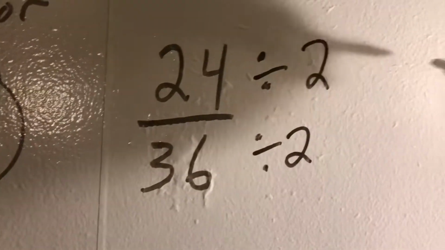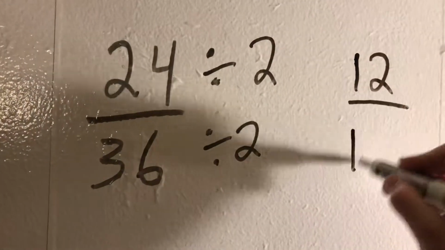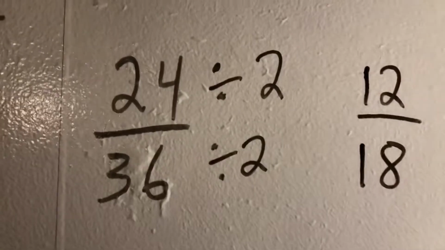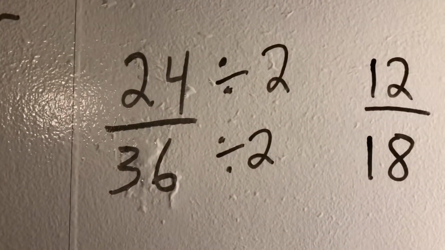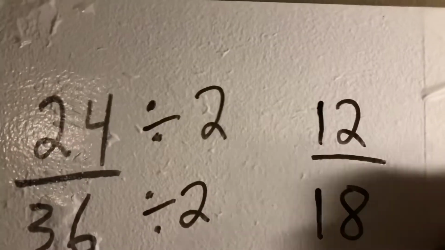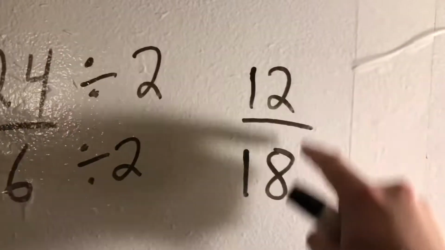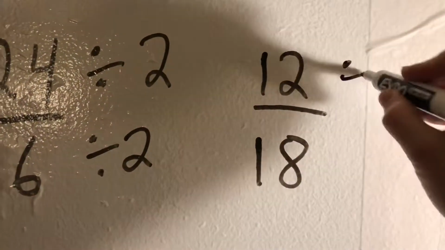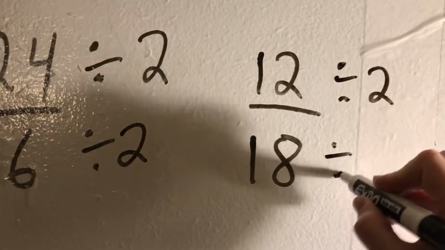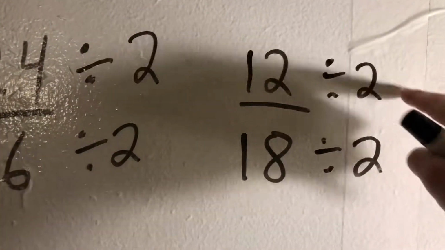24 divided by 2 is 12. 36 divided by 2 will be 18, okay? Now we've got to ask ourselves, what can I divide both of these numbers by, okay? Now what can I divide both 12 and 18 by? Well, I notice they're both still even, so I know I can divide by 2 again. Any number that ends in 2, 4, 6, or 8 is divisible by 2.